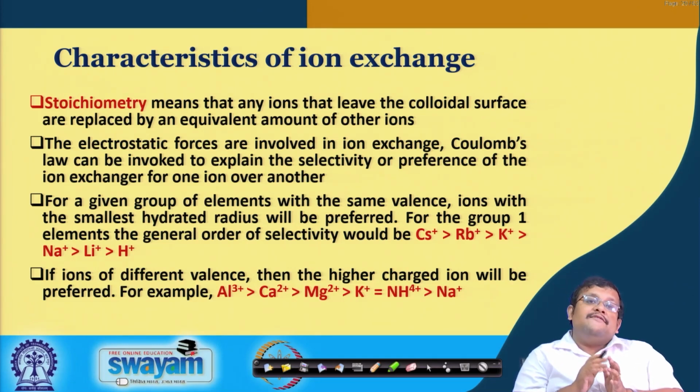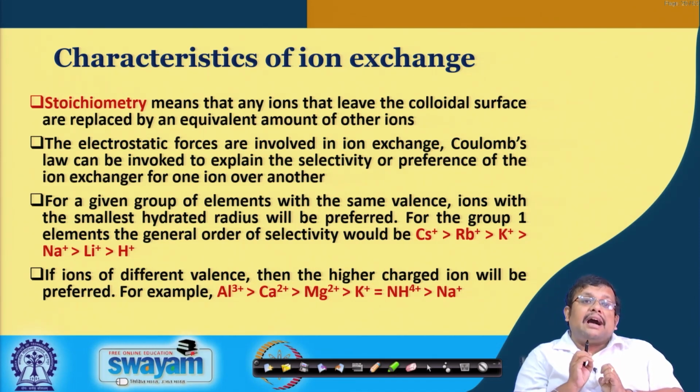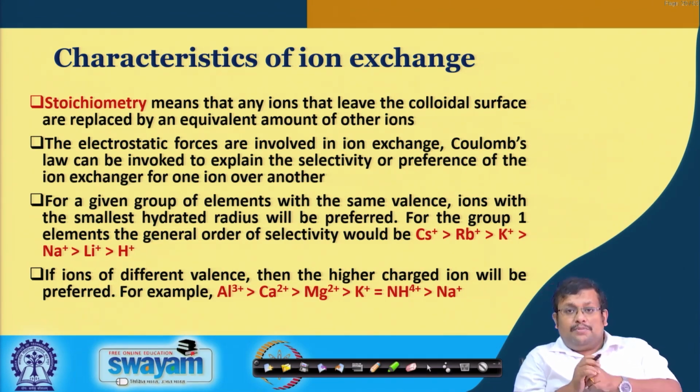Coulomb's law can be invoked to explain the selectivity, or the preference, of the ion exchanger for one ion over another. For a given group of elements with the same valence, the ion with the smallest hydrated radius will be preferred. For group 1 elements, the general order of selectivity is cesium with more affinity than rubidium, then potassium, then sodium, then lithium, then H plus, because cesium has the smallest hydrated radius.